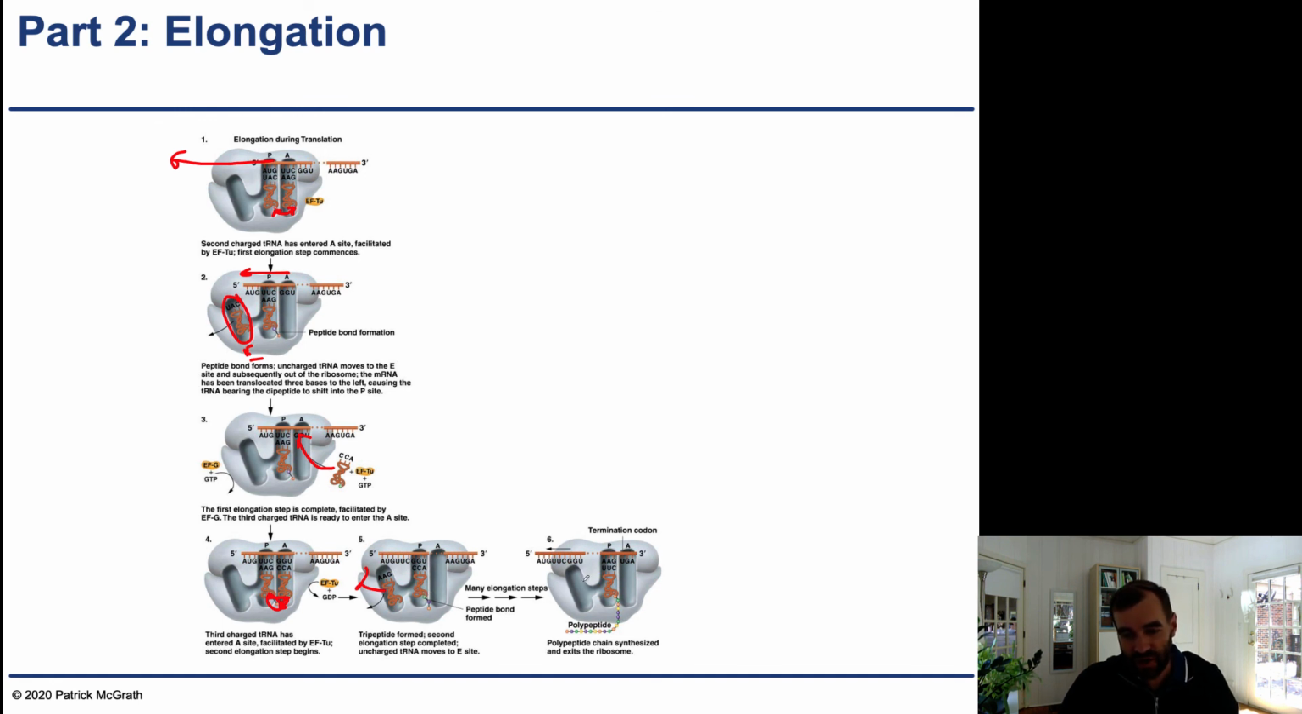So as elongation occurs over and over again, we keep getting a longer polypeptide, and the most recent tRNA to have entered the ribosome is the one that actually holds on to that entire polypeptide chain. And we keep moving through, so the mRNA keeps moving through the ribosome.